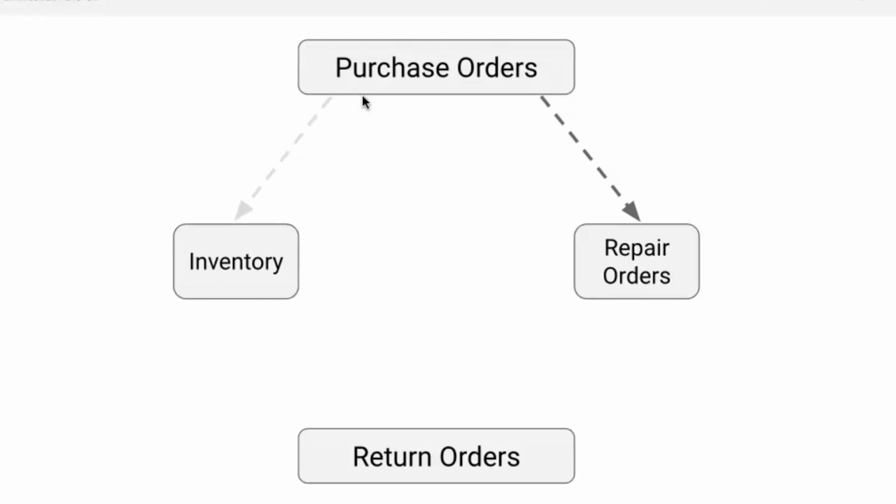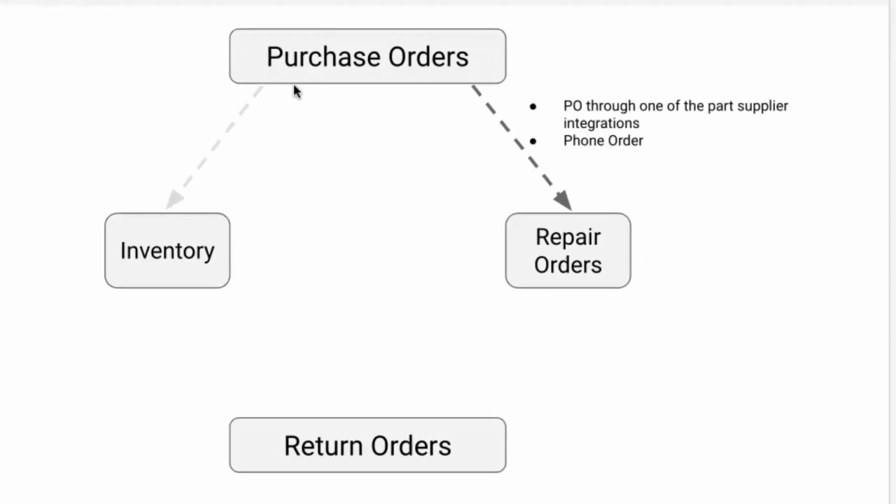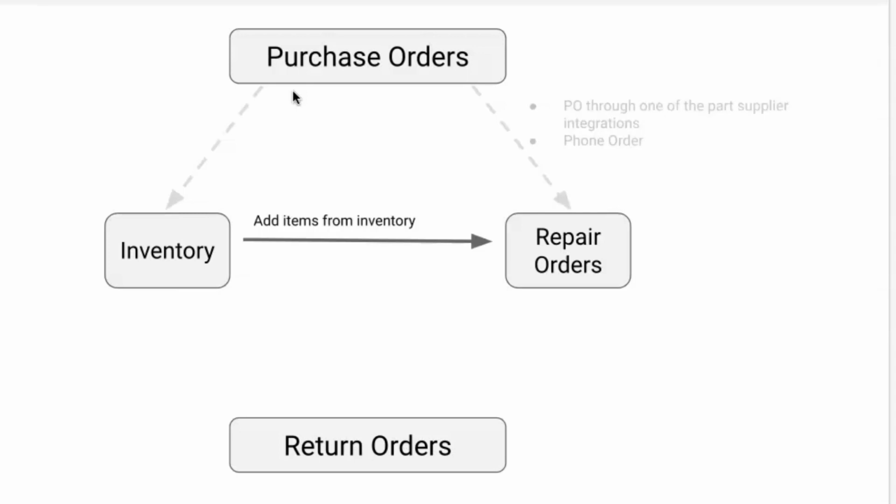Within a repair order, you can quote and order parts from vendors. When you submit and order parts from one of the parts supplier integrations, a purchase order is automatically created upon order submission. Now, if you order your parts outside of the integrations, you should be entering a phone order in order to properly track where your parts are coming from. Not only can you purchase parts for the repair order, but you can also add parts from your inventory.